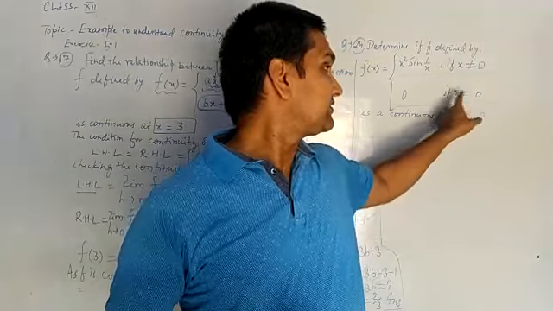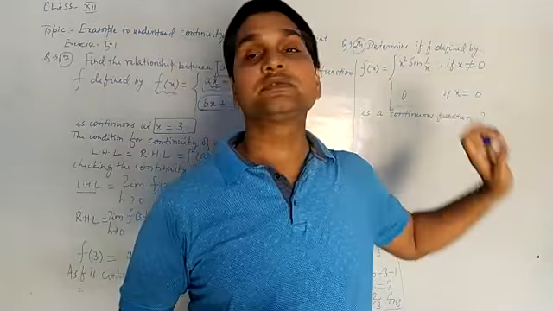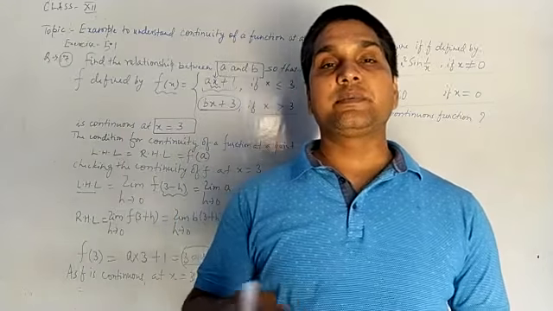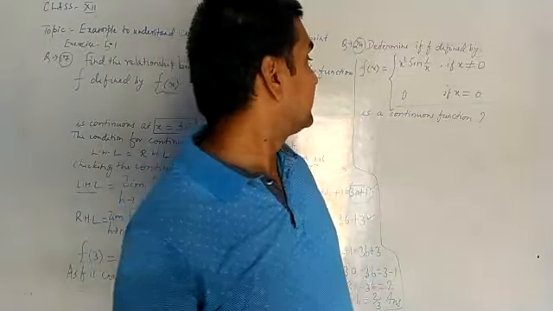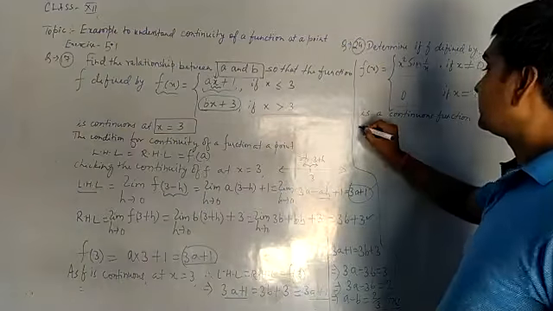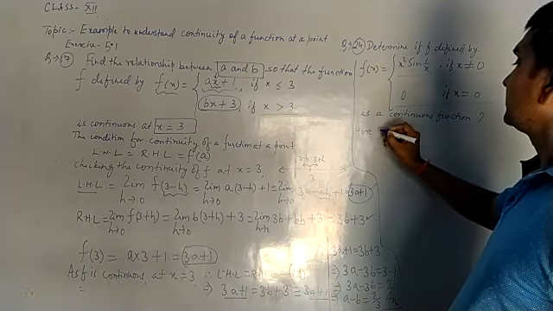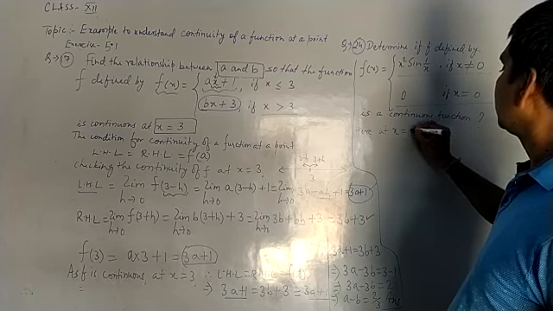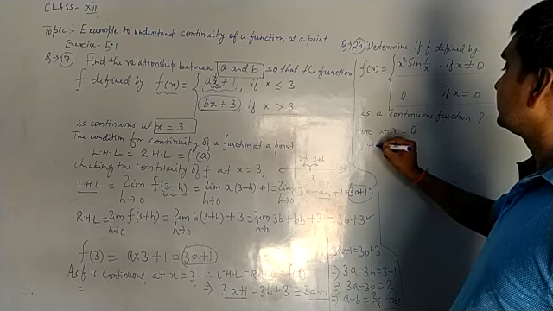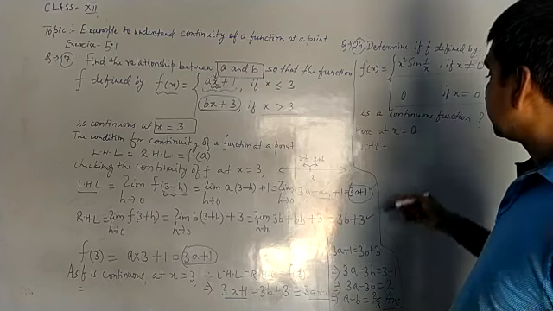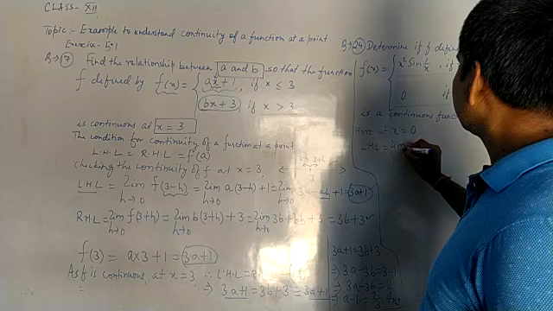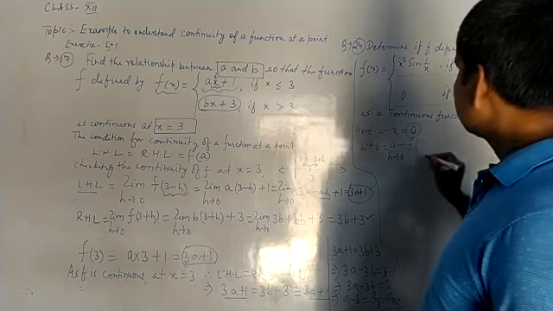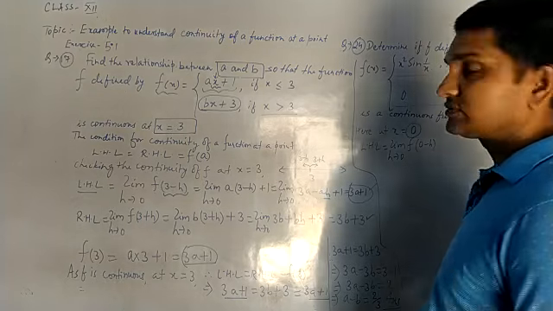And at x equal to 0, its value becomes 0. So f(0) is given, we need to only find the left hand limit and right hand limit, and check the continuity. So here at x equal to 0, LHL is equal to limit h tends to 0, f of 0 minus h, since 0 was the critical point.